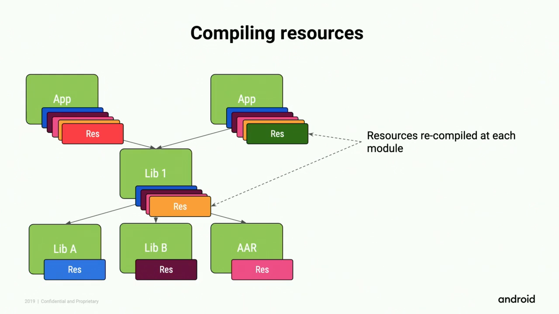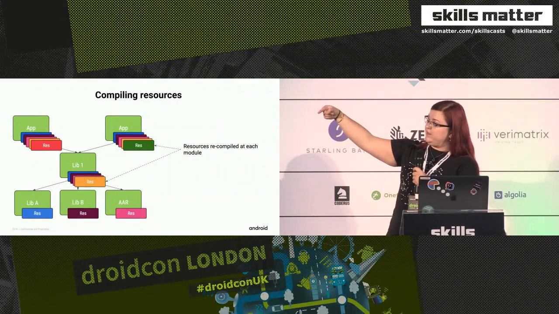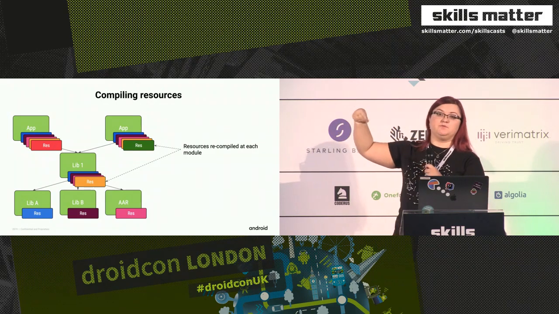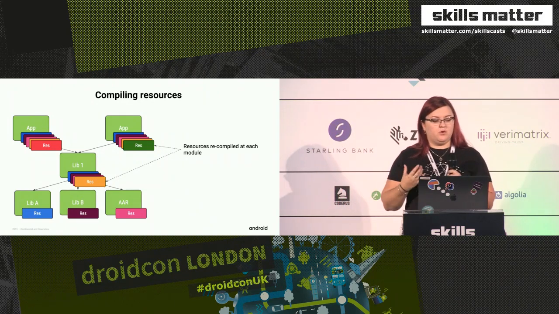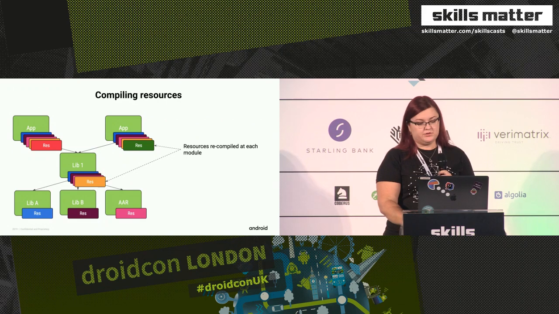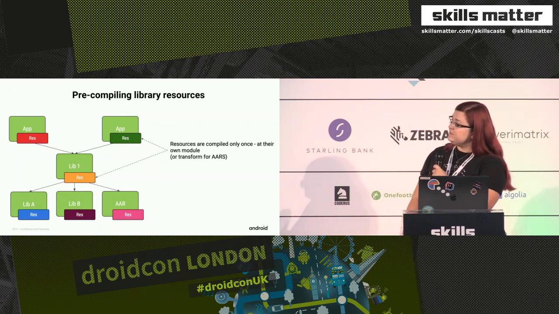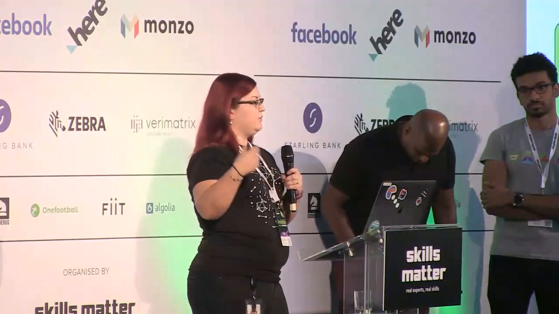What would happen, resources from lib.a would be compiled and linked at library A level, but also remerged, recompiled, and relinked at lib1 level. And again, at each of the consuming apps, again, remerged, recompiled, relinked. So this is a lot of redoing the same thing over and over again, unnecessarily. So in 3.6, by default, we started pre-compiling those resources. What this means, each resource will only get compiled at its own module, and these compiled files later will be provided to other modules so they can be reused between modules.